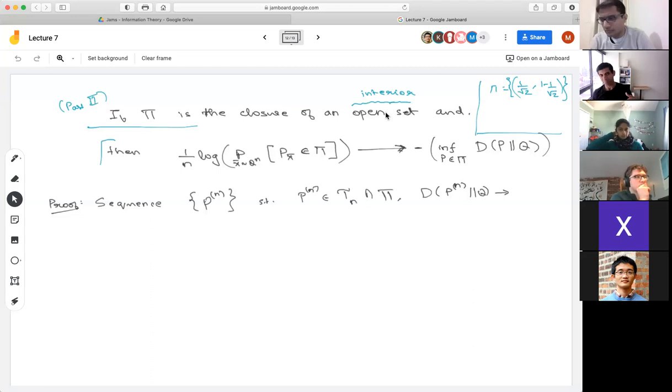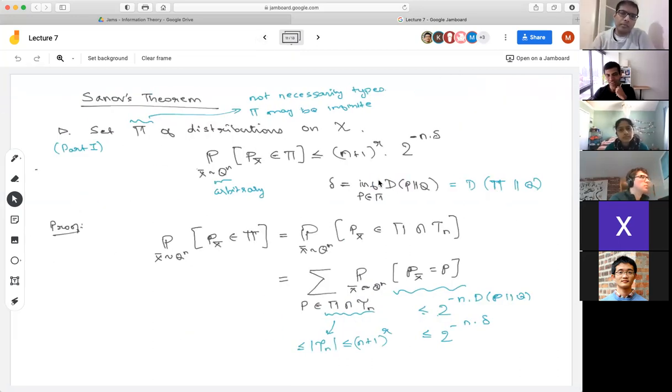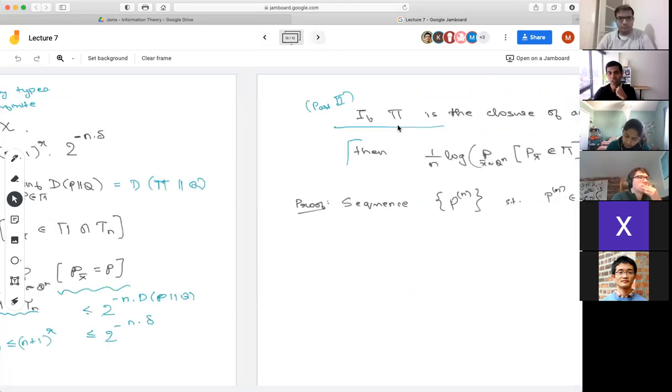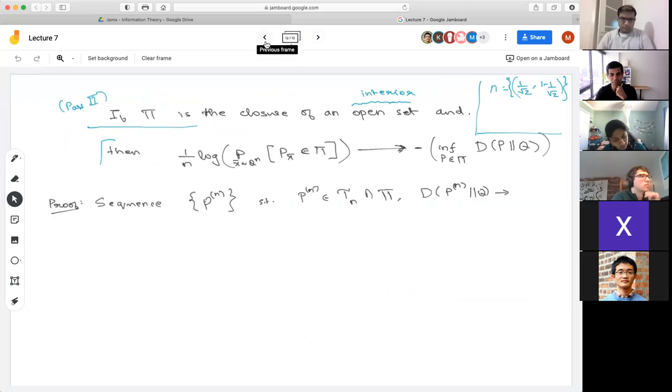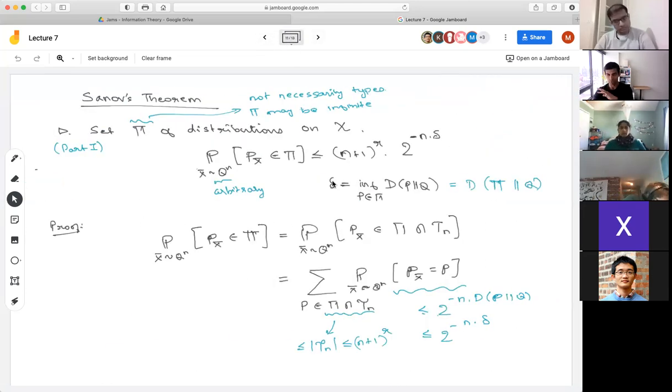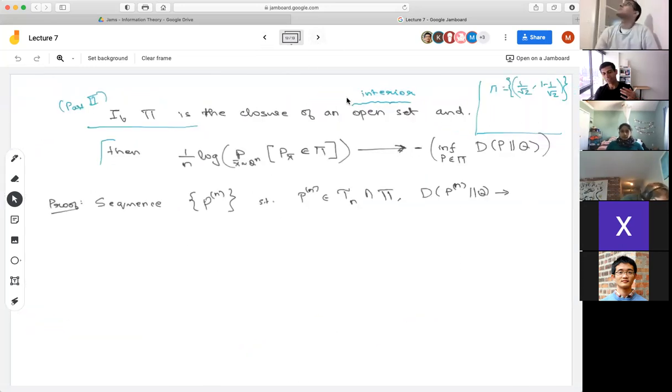Actually, you can just look at the statement here and see that it implies the statement on the previous slide. Because the probability after this 1 over n log, etc., tends to some quantity, it just means that the probability is upper and lower bounded by 2 to the minus n times whatever was the quantity there on the right hand side. So it implies that, but I just want to emphasize that the upper bound always holds for all pi. There is no assumption on pi. When pi is basically an open set or the closure of an open set, the upper bound is nearly tight, at least if you only care about the exponent.